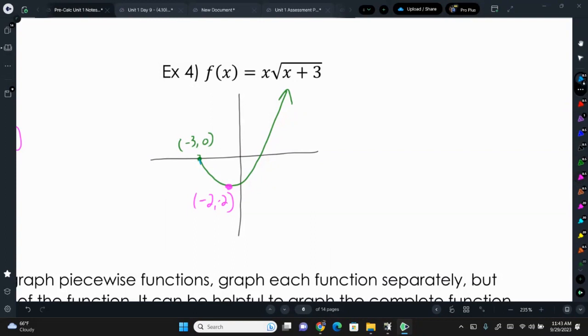So we have an interval of decreasing, the y values are going down from -3 to -2, and we are increasing from -2 all the way to infinity. So being able to look at our graphs and identify increasing, decreasing is super important, and we can calculate our minimum, maximum using the graphing calculator features.